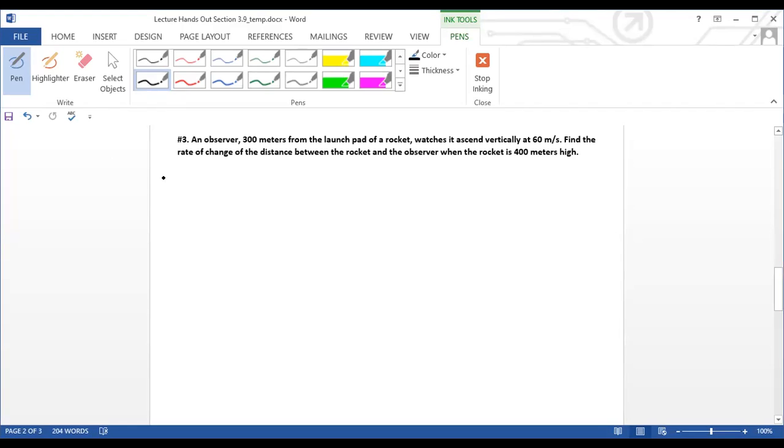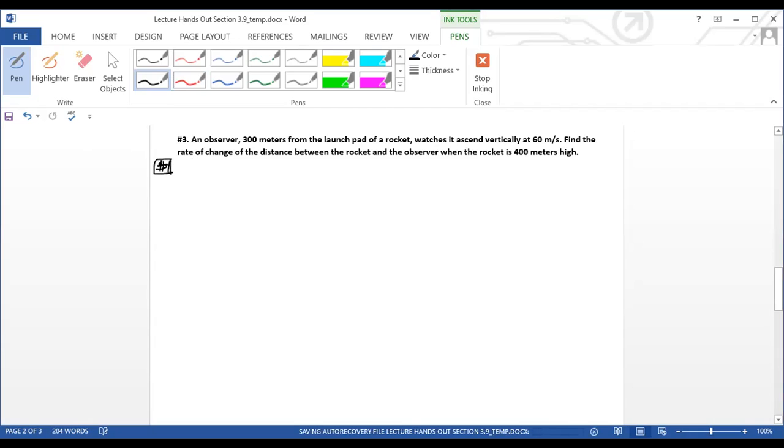Okay, so problem number 3, they tell you an observer is 300 meters from the launch pad of a rocket. Watch it ascending vertically at 60 meters per second. Find the rate of change of the distance between the rocket and the observer when the rocket is 400 meters high.